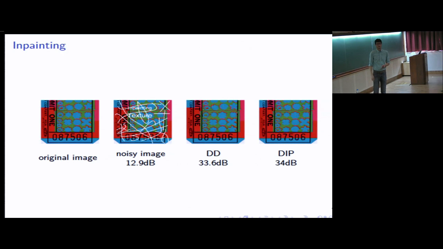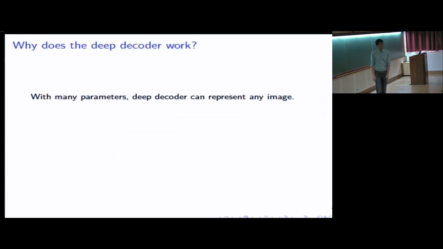So this comes to a question: why does the deep decoder work? At some point, it's all about what it means to represent images. With many parameters, the deep decoder could represent any image. If I had a system with a ton of parameters, more than the number of pixels in my image, then this sort of architecture would be able to fit any image exactly. But that's not what we do with it.